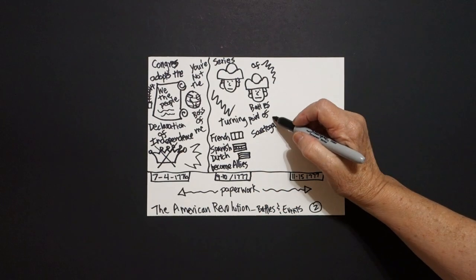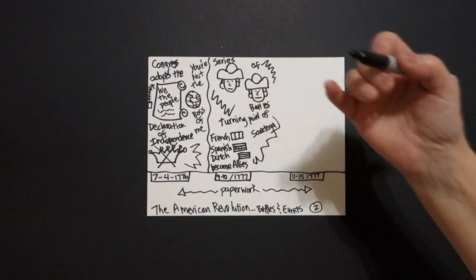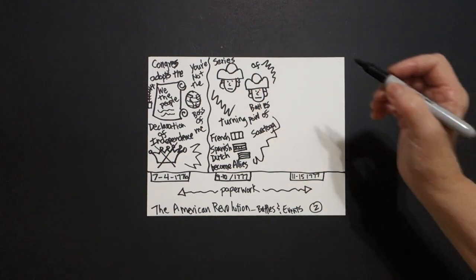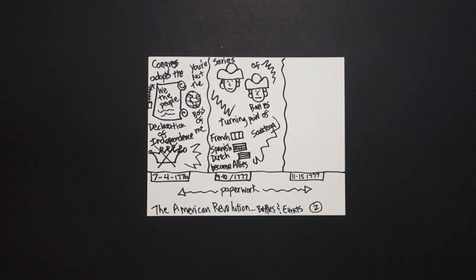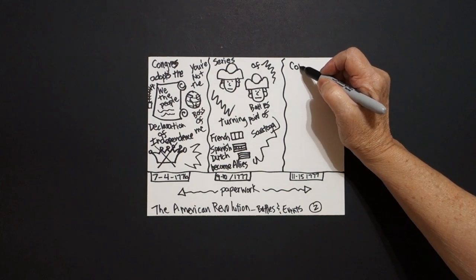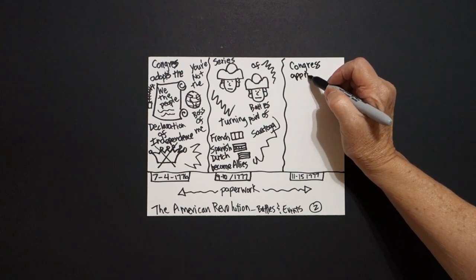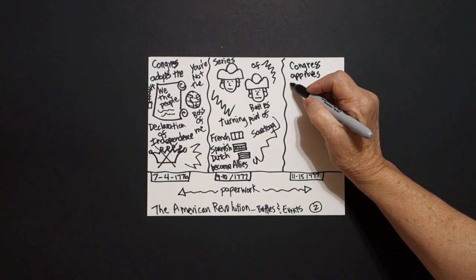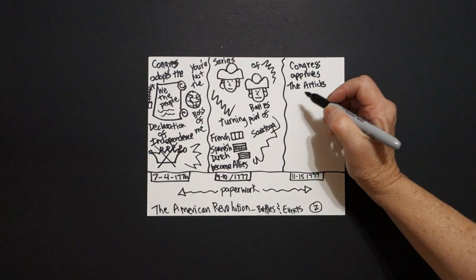Okay. The Battle of Saratoga was a lot of different battles, but that was a turning point once everybody realized that the colonists meant business. And once we color those they will be red coats. Then we do wavy line down, and we hit another paperwork. Now on this one, Congress approves the Articles of Confederation.